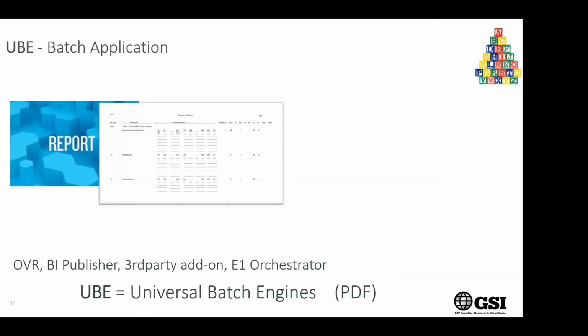Now, the reports, right? UBE, I'm sure you've heard this. I'm sure you've either encountered or used this every day, but these are the batch applications. And these are the stuff that runs. It could be a report or an update process. Traditionally, JDE customers have relied on the UBE for data extraction, okay?